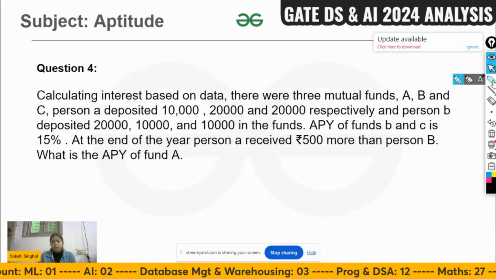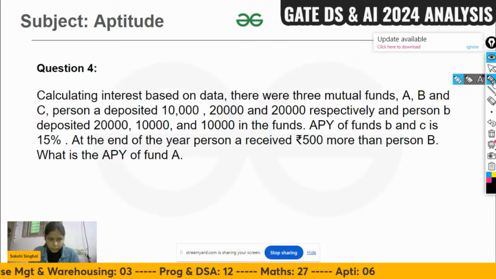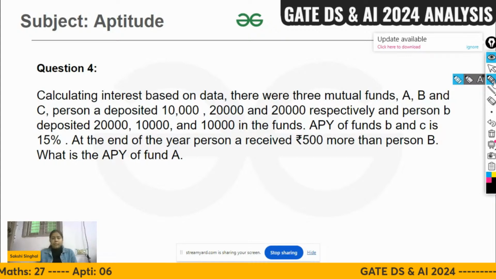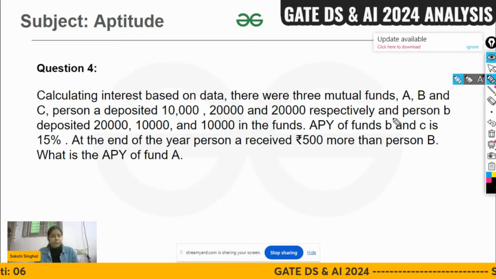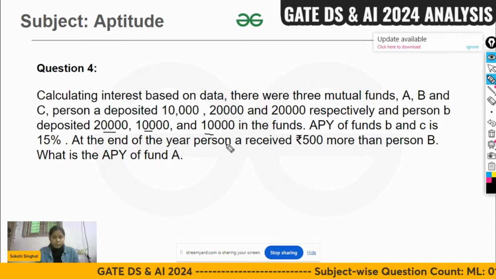Yeah guys, this was one of the questions. This is a basic question, calculating interest based on the data. There were three mutual funds, A, B, C. Person A deposited 10,000, 20,000, 20,000 respectively. Person B deposited 20,000, 10,000, and 10,000.